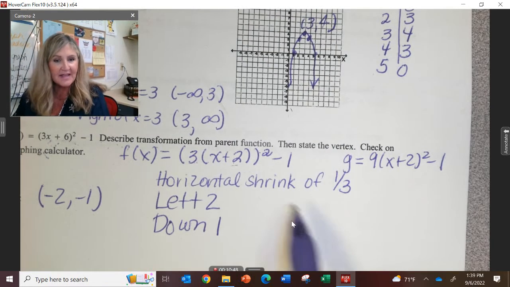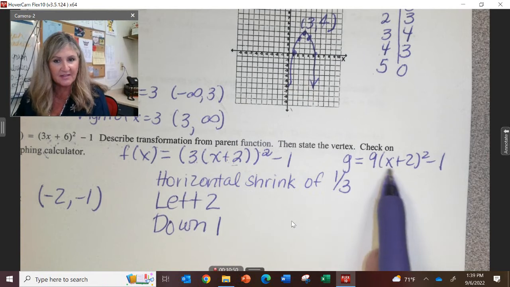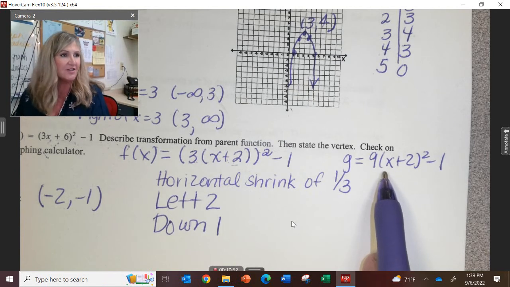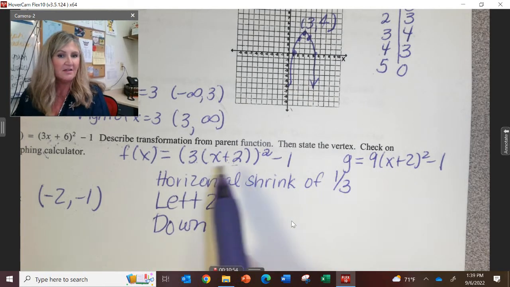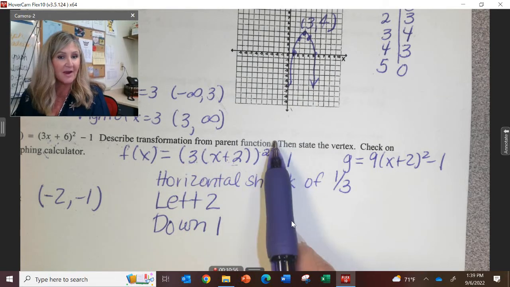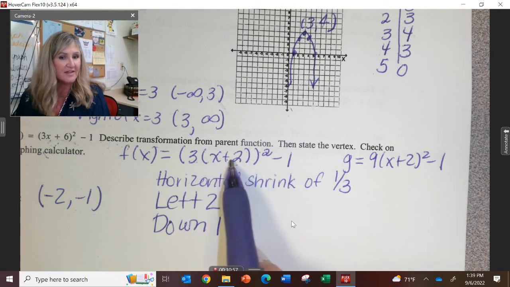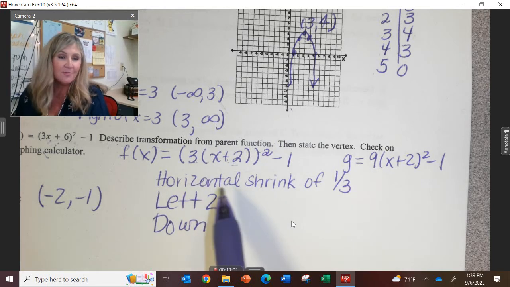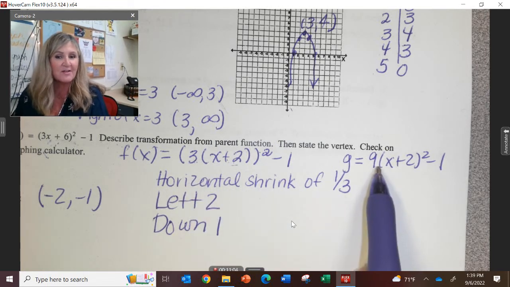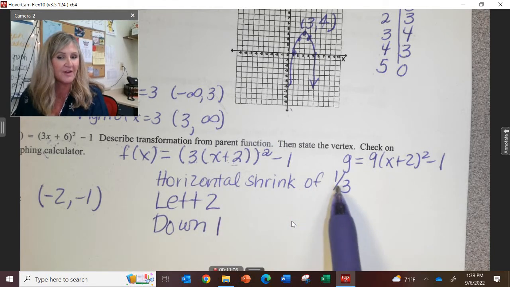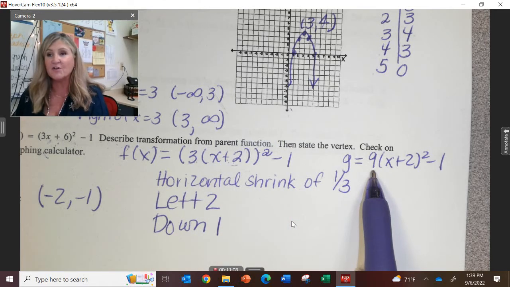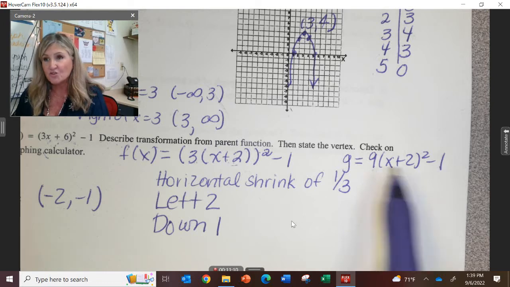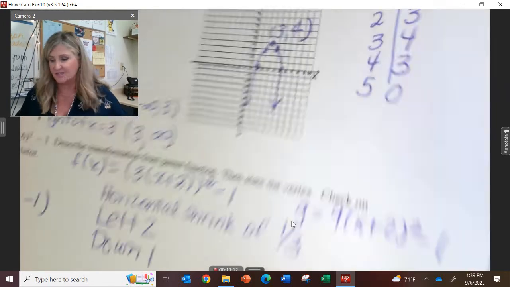So why is that? Why is this and this, why are they the same? What did I do? I squared the 3, right? I didn't square this, so this is still getting squared, but I went ahead and squared the 3. So let's just stick with this, but what else could I call it? A horizontal shrink of 1/3 or a vertical what? Stretch of 9. I could call it that too.